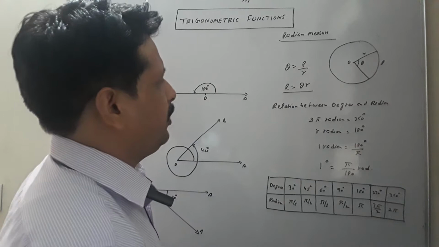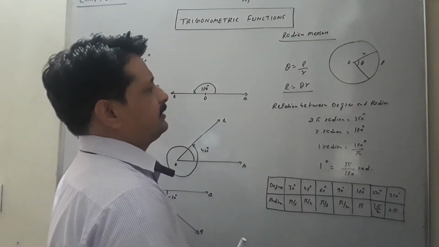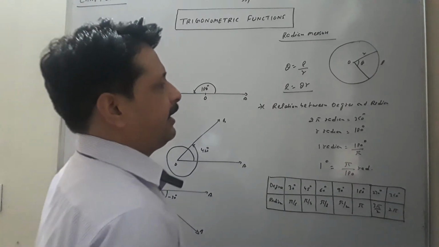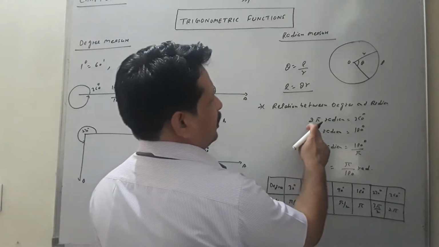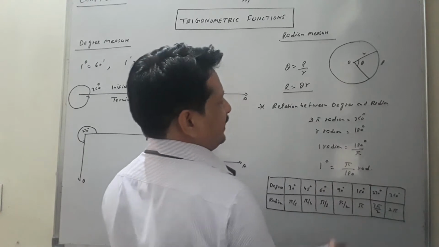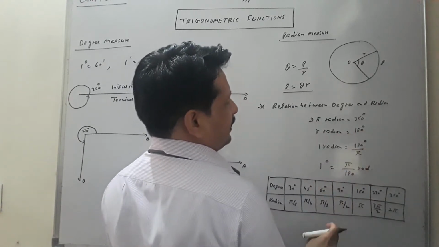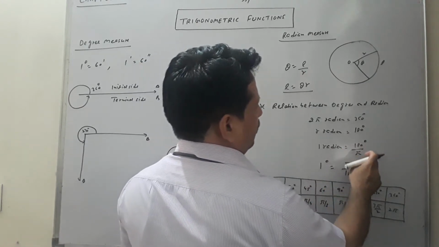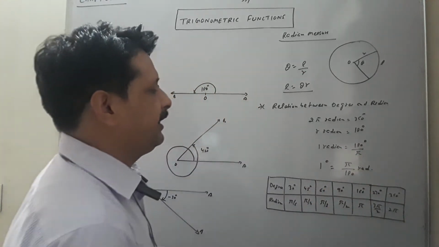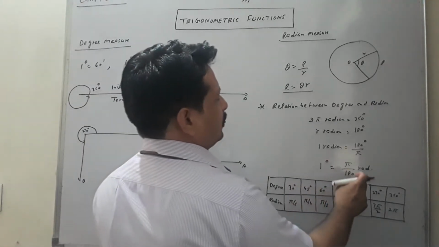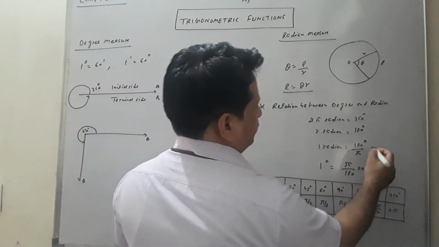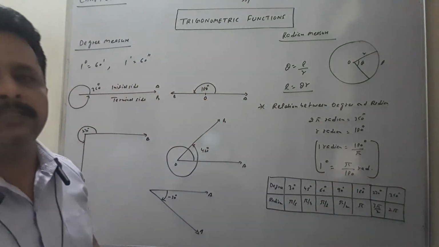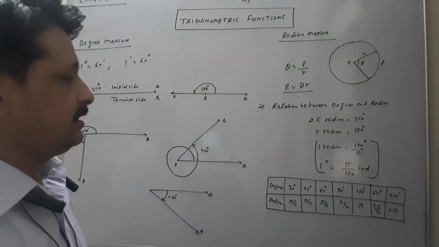Now a very important relation we are going to discuss: the relation between degree and radian. Remember, 2 pi radian is equal to 360 degrees. So pi radian is equal to 180 degrees. So we can say that 1 radian is equal to 180 upon pi in the form of degrees, and 1 degree is equal to pi upon 180 radian. This is the relation between radian and degree, which is applicable in the exercise questions.